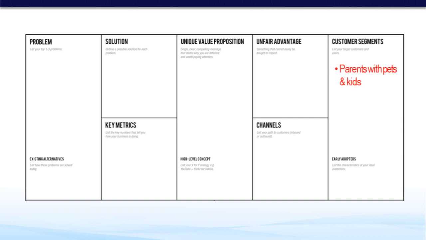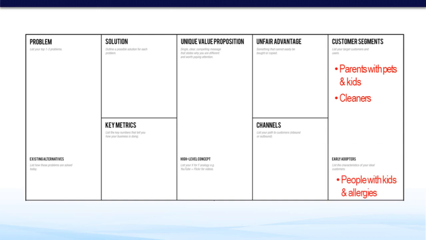So of course we'll be targeting parents with pets and kids, but we also will target cleaners, professional cleaners. The bottom part of the customer segments is the early adopters. These are the people that are more likely among our segments to actually buy early. In this case, it's people with kids and allergies.